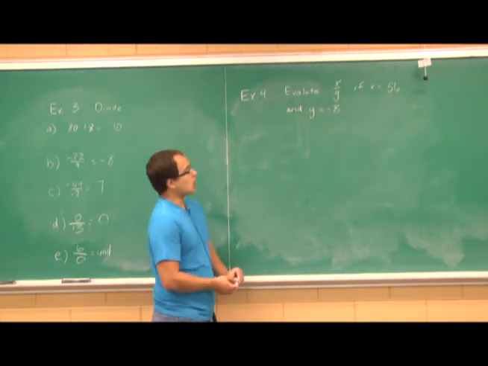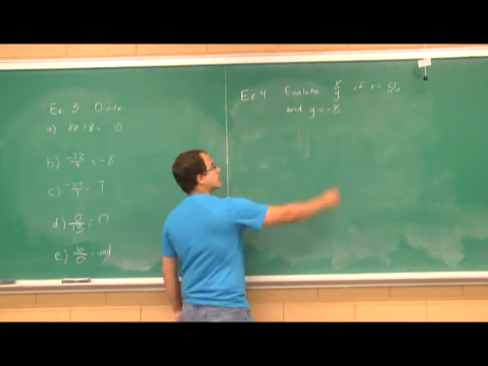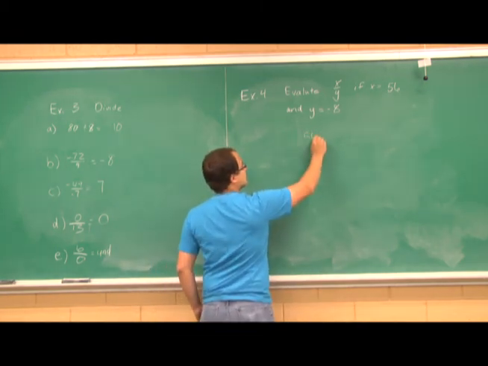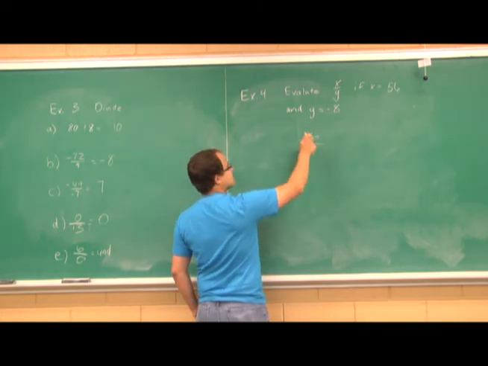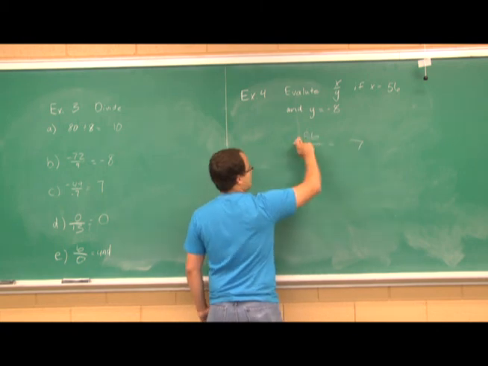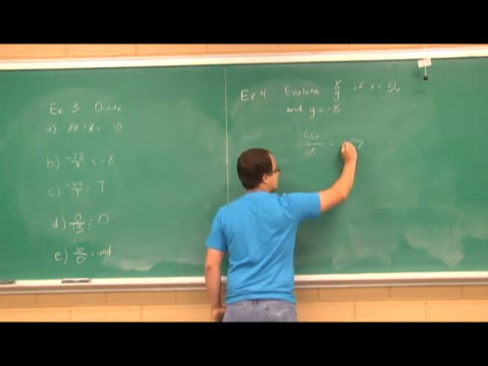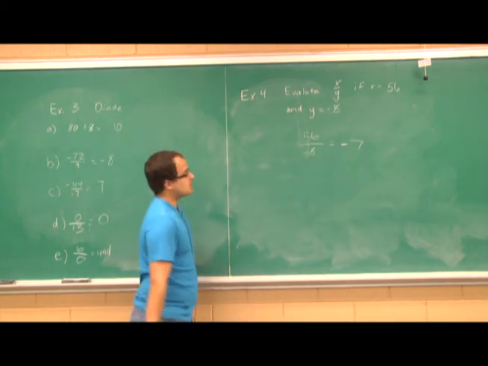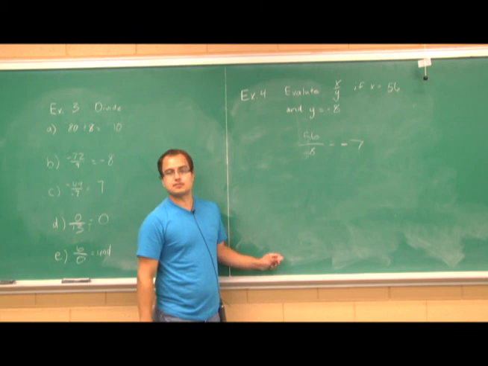Now example 4. Evaluate x divided by y if x is 56 and y is negative 8. So the first thing I do is just substitute x and y in. So 56 divided by 8 is 7. Positive, negative, so opposite signs, so my answer is negative. So 56 divided by negative 8 equals negative 7.